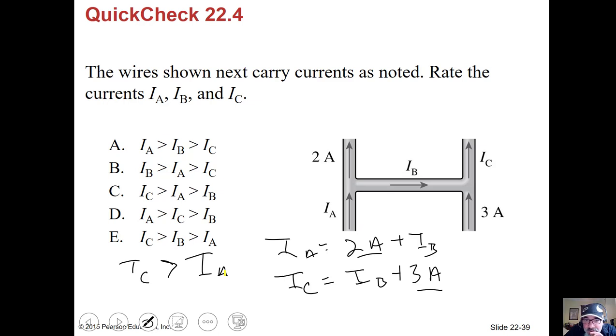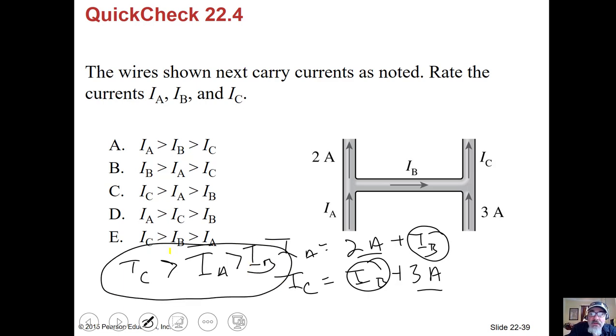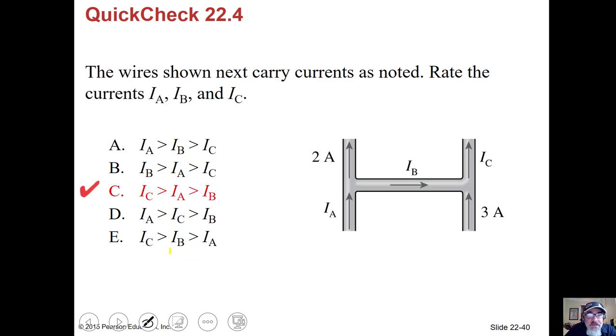And then we also know, because of this, how does IB compare to these? So IB must be the smallest, right? Because we're always adding something to IB to give us IA or IC. Like, for example, you take IB and you add 2 to it, that'll give you IA. You take IB and you add 3 to it, and you get IC. So I think IB has to be the smallest of all of them. Okay, let's actually see if we got that right. Good, IC is bigger than IA, and that's bigger than IB. That's an example of the junction rule.